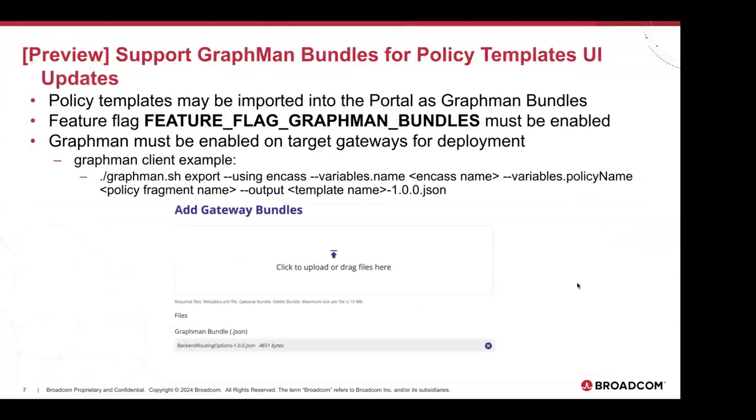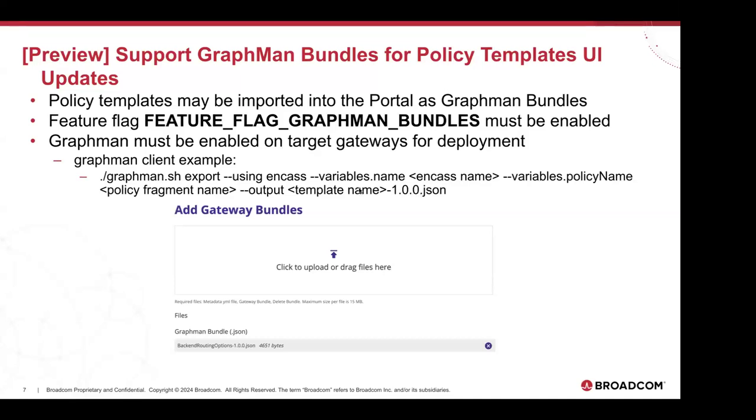Okay, this one is fairly straightforward. This is just taking the Graphman bundle support that we introduced last release via the Portal API, and now allowing you to add those bundles directly via the UI. Here is a Graphman client example. If you just do an export with the encapsulated assertion name, the policy name, output that out to this format of a name of your template dash version number dot JSON, and it does expect this three position version number.